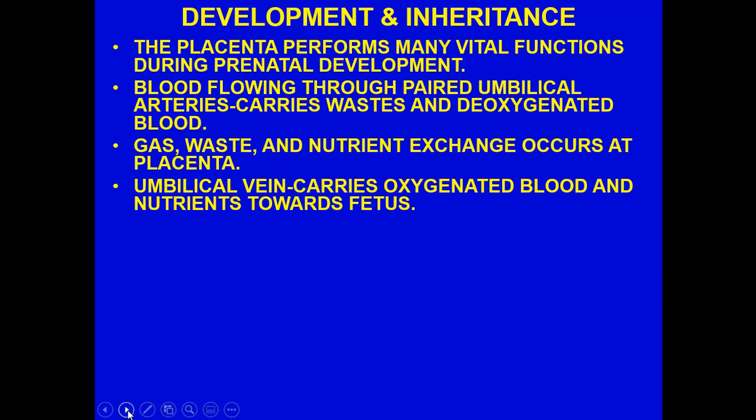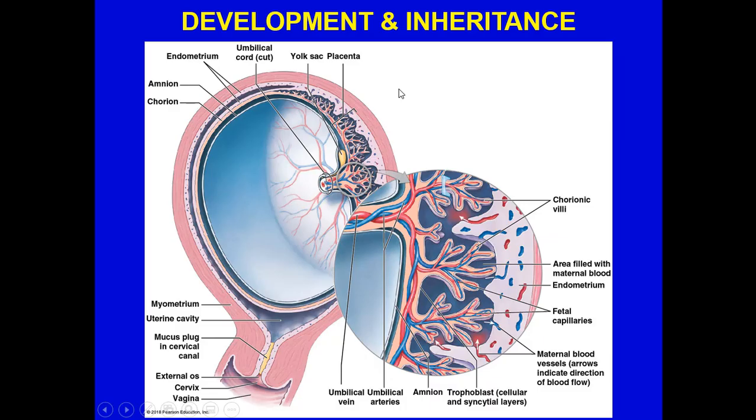Also, when we get up to this development, look at the complexity here of the chorionic villi. You have an area here that is filled with maternal blood, okay? And this is blood that's leaked out through maternal blood vessels, and it's taken away by maternal veins.